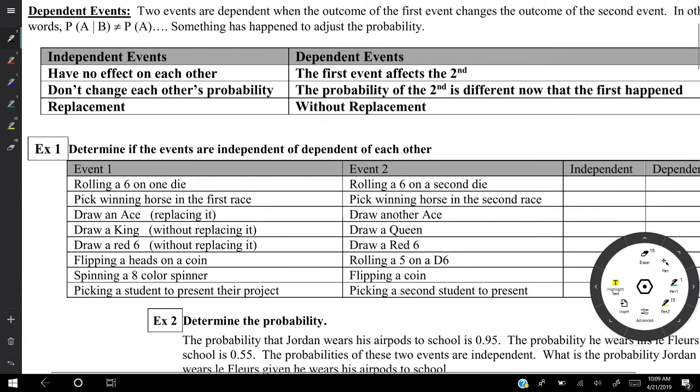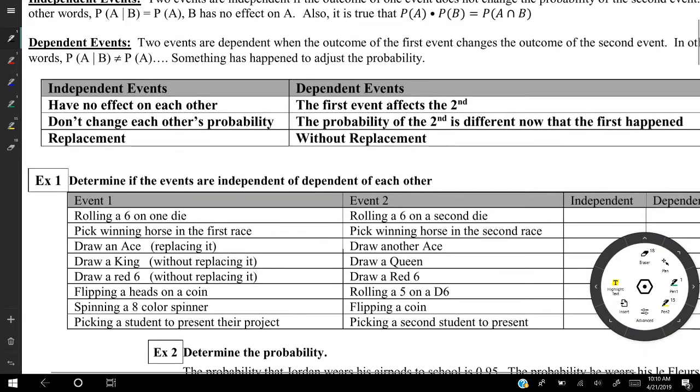And oftentimes things are replaced in independent events. Like if I have a bag of marbles or a deck of cards, if I put a card back, it's literally the same deck of cards. If I don't put that card back, oh wait a minute, I don't have 52 cards anymore. I have 51. The probability is now different, right? I'm not drawing out of 52 cards. I'm drawing out of 51.